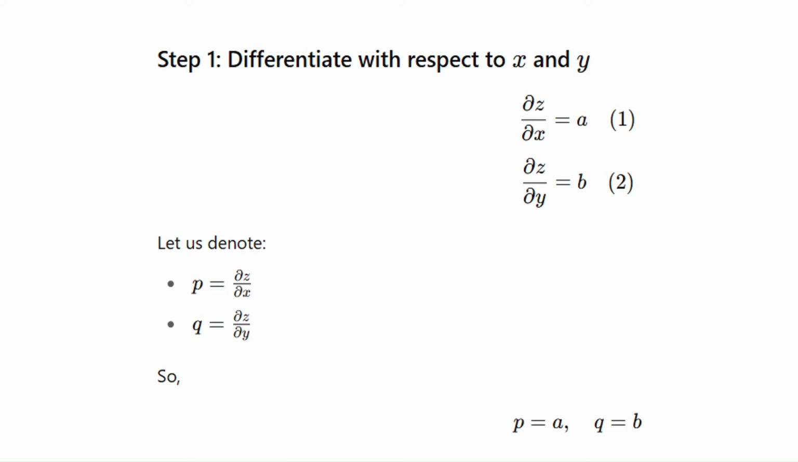Step 1. Differentiate with respect to x and y. Del z del x equals a, which is equation 1. Del z del y equals b, which is equation 2. Let us denote small p as del z del x and small q as del z del y. Therefore, p equals a and q equals b.